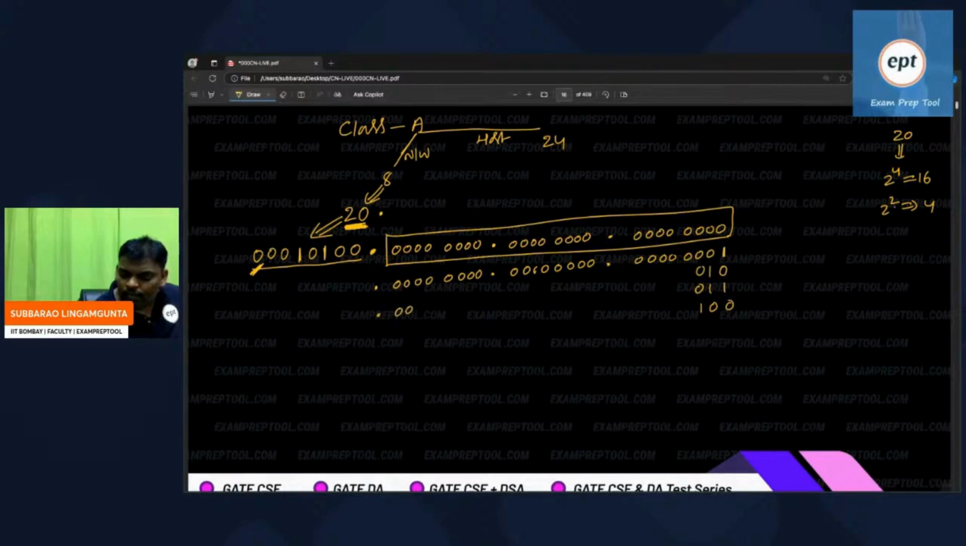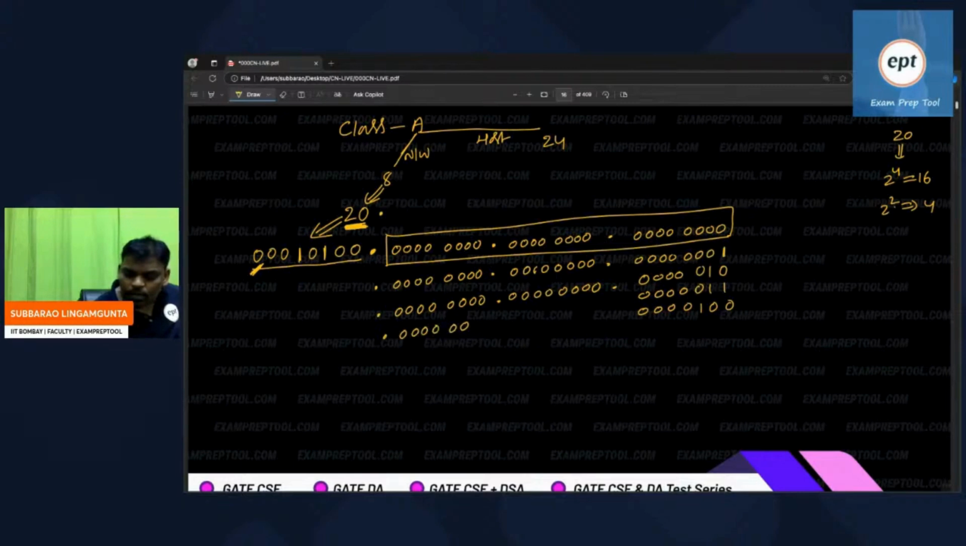So can anyone help me now? How many hosts possible? With the 24 bits, how many hosts possible? I want answer from everyone. 2 power 24. Like that they are going on.